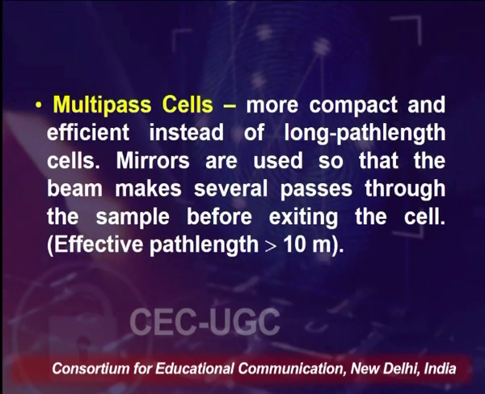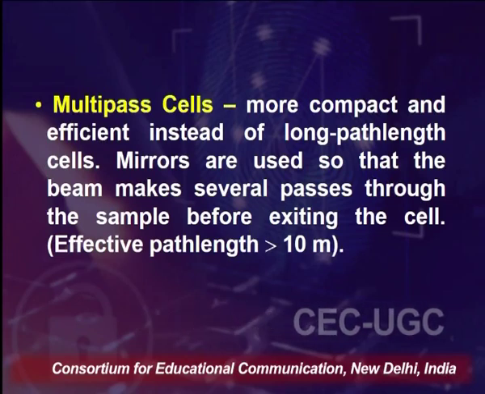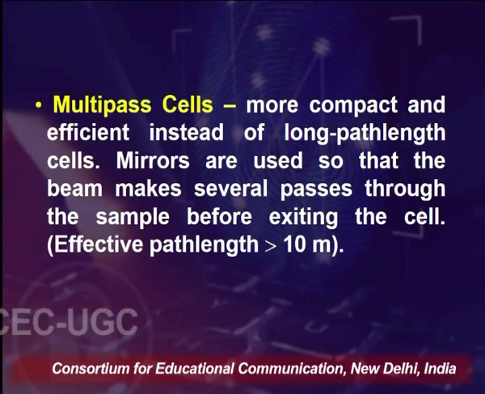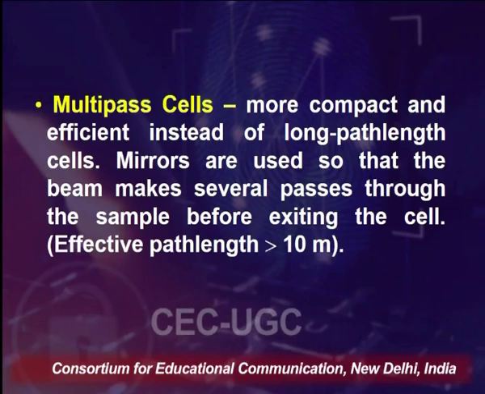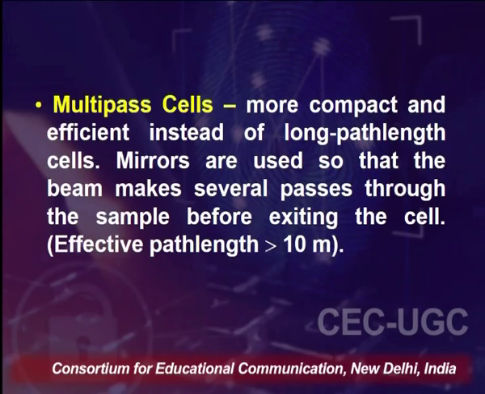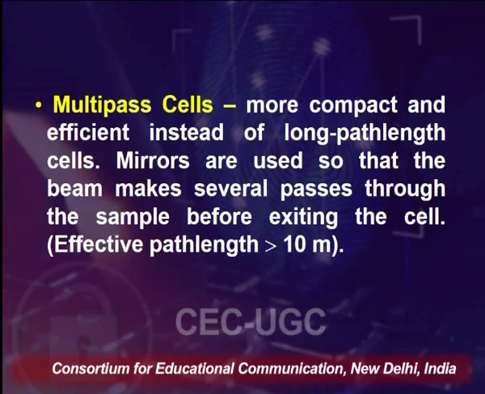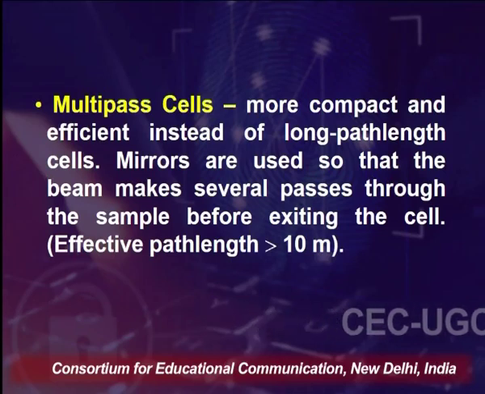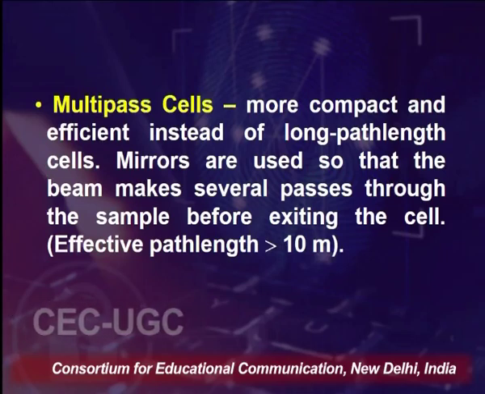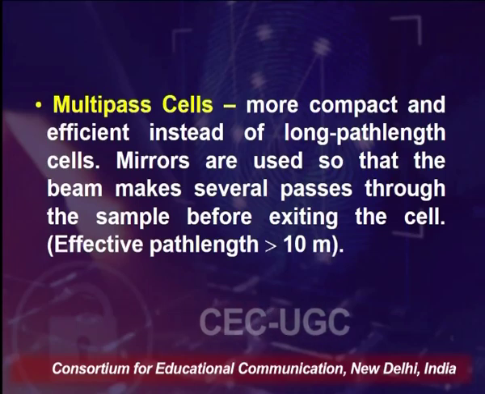These multipass cells are more compact and efficient instead of long path length cells. They are basically an advantage over the normal pass cells, so that the sample can go through various passes before exiting the cell. In such cases, the effective path length is greater than 10 meters, whereas for the other cells, the effective path length is greater than only 10 centimeters. So this is a more compact and efficient way when we are talking about the preparation of samples for gases.